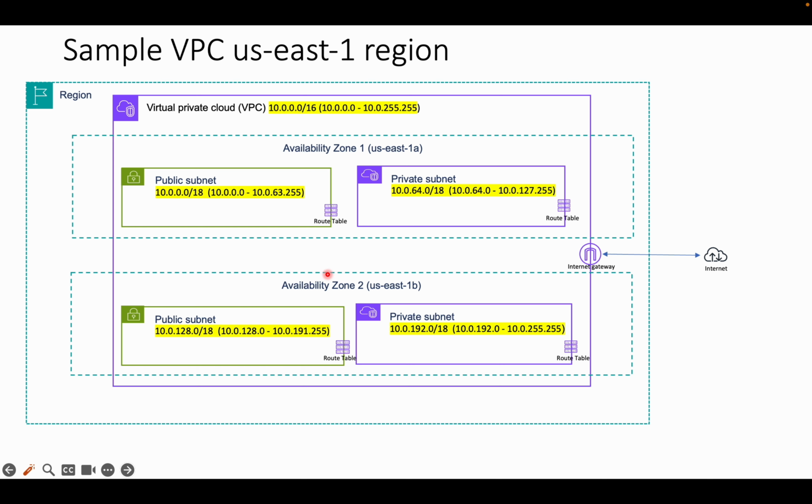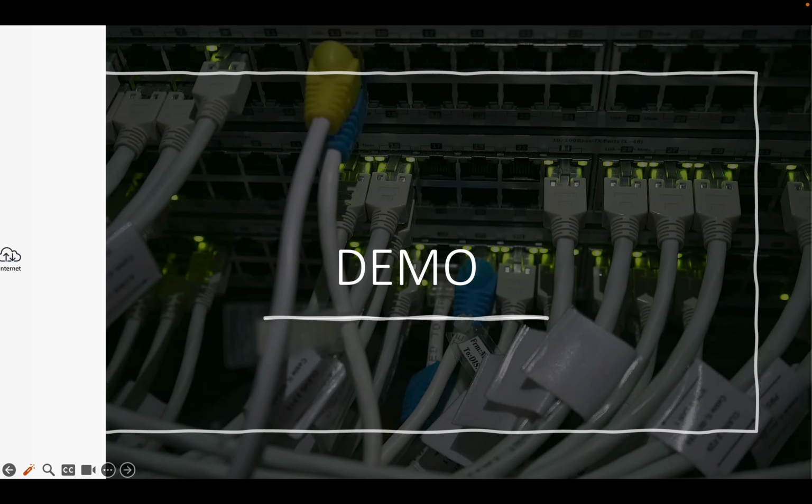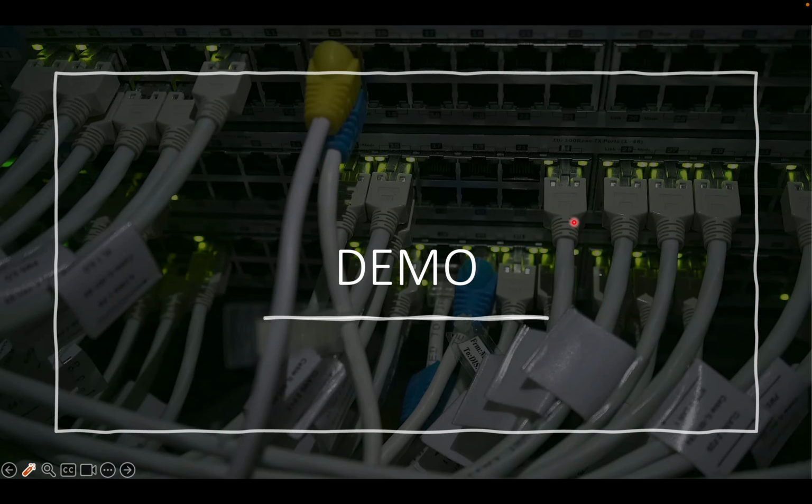I will show in the demo how to map the route tables to the internet gateway and how to avoid the internet gateway traffic for the private subnet. Let's go to the demo.